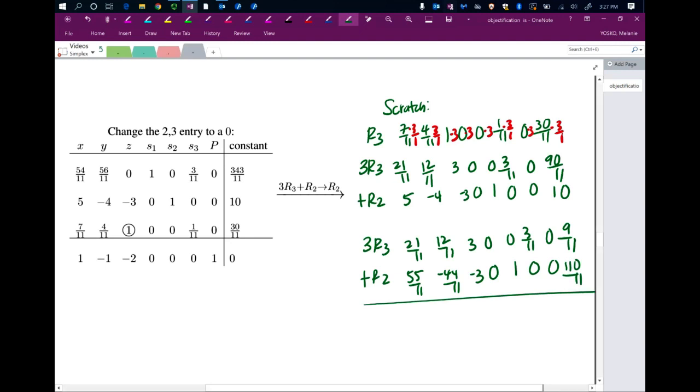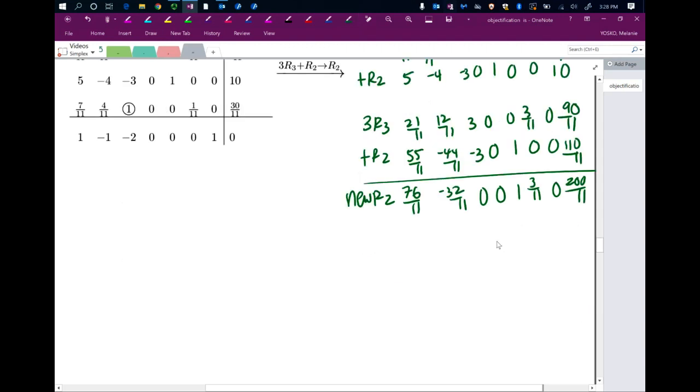Okay. Then we combine these. So this gives us a new R2. We end up with what? 76 over 11, negative 32 over 11, 0, 0, 1, 3 over 11, 0, and I think it should be a 90. I copied that wrong. 200 over 11.